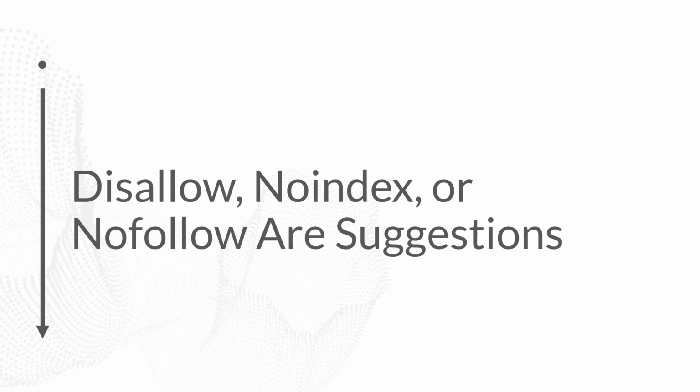Now, finally, I've mentioned this throughout this video, but I want to emphasize it here one more time. Disallow, noindex, and nofollow are suggestions. Googlebot and any other bot do not have to follow these suggestions. There are a lot of instances where you can see pages indexed and showing up in search results where you specified a noindex, where you can see Google crawling pages that there was a disallow specified for, or there was a nofollow command for. So if you absolutely need to ensure that something stays out of the index or something is not crawled, you need to use something stronger than noindex or disallow.